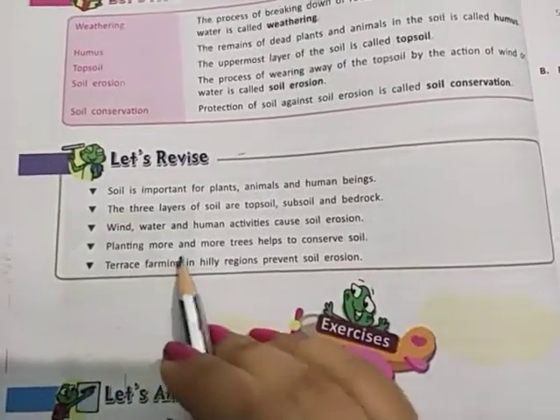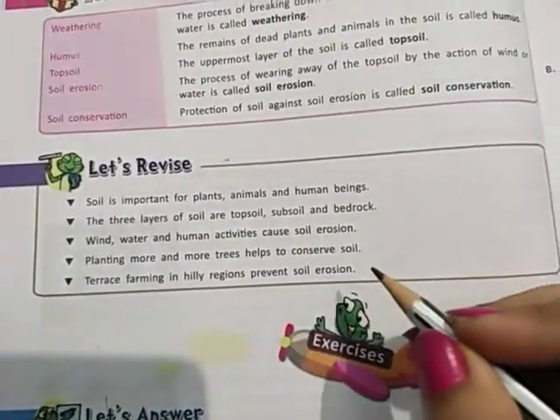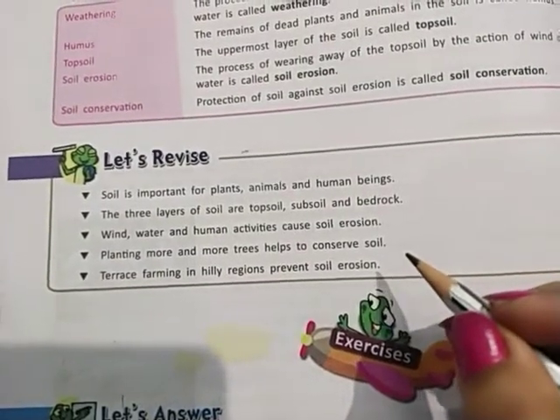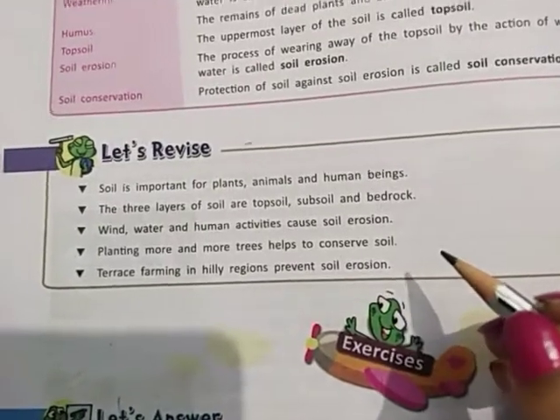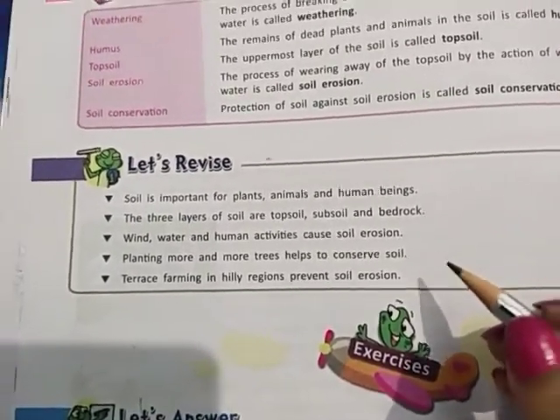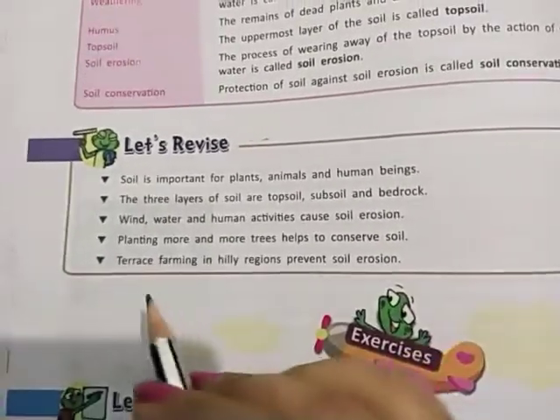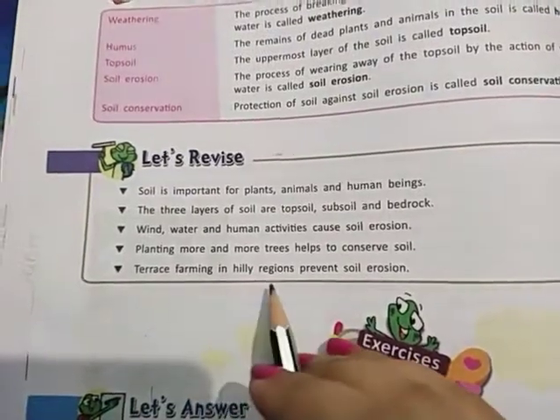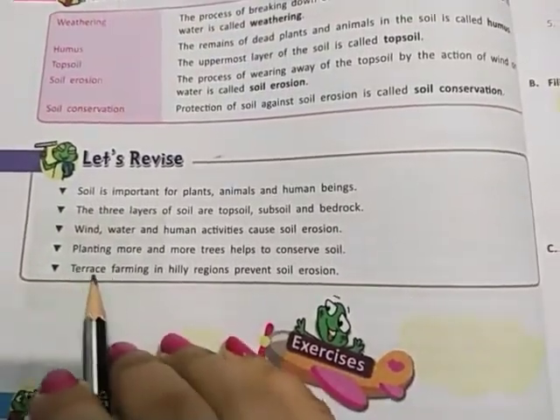Planting more and more trees helps to conserve soil. Of course, if we want to protect our soil, if we want to save the topsoil, the fertile layer of the soil, we must start plantation or afforestation. That comes under soil conservation. On the other hand, terrace farming in hilly regions prevents soil erosion. Of course, this is terrace farming.